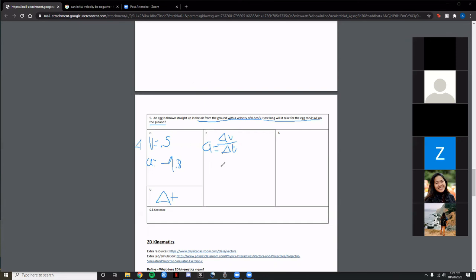Time always has to be positive in the final answer. Just keep that in mind. So we're going to do it Miss Kelly's way. Multiply both sides by delta t. That cancels out, and you get a times delta t equals delta v. Then you divide both sides by a, and you get delta t equals delta v over a. You understand that? So we said delta v equals 0.5 or negative 0.5 over a, negative 9.8.